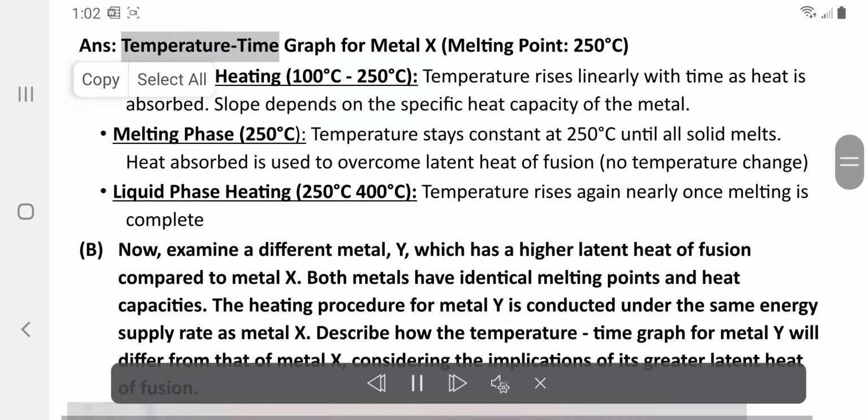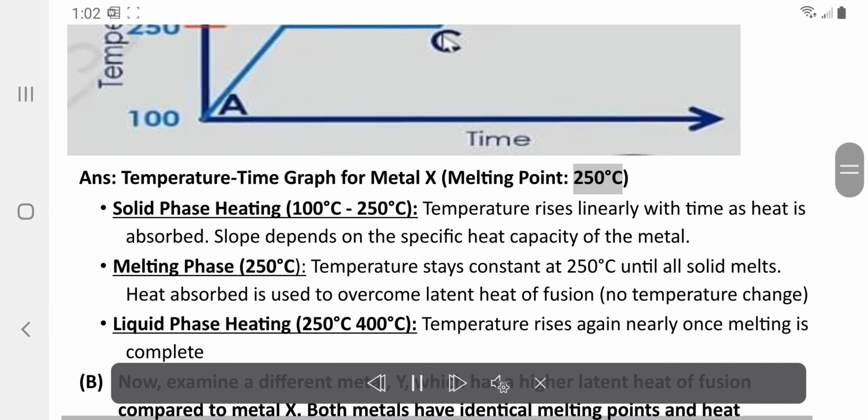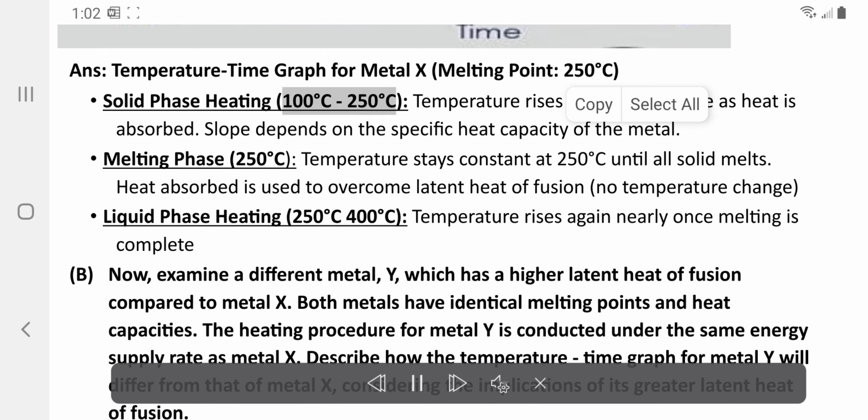Answer. Temperature-time graph for metal X. Melting point, 250 degrees Celsius. Solid phase heating, 100 to 250 degrees Celsius.